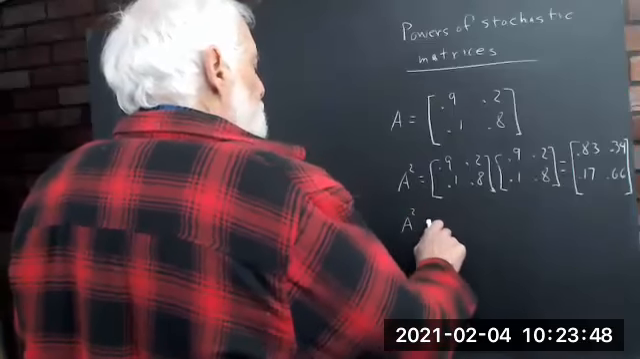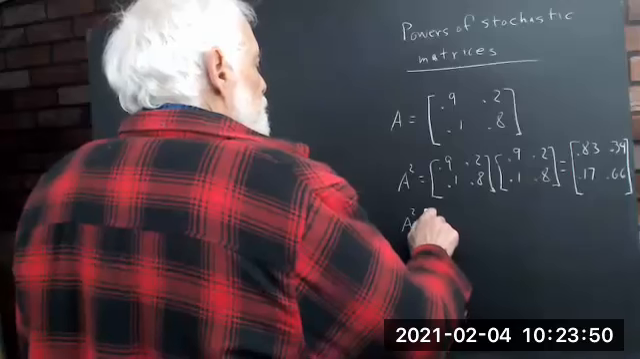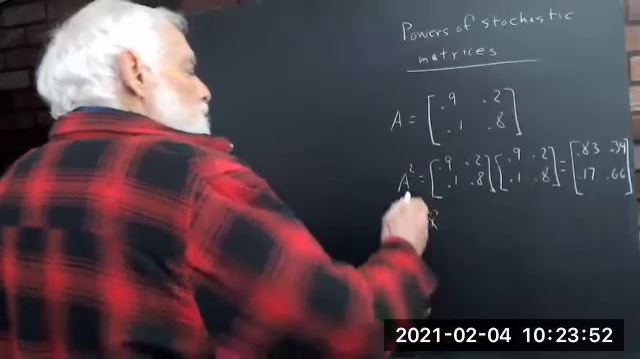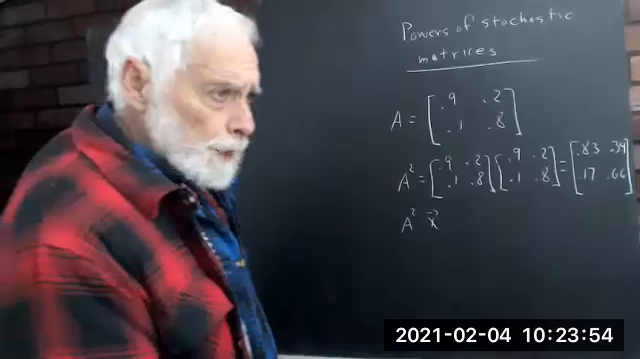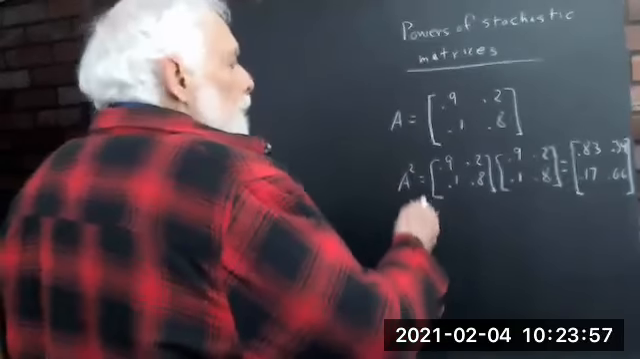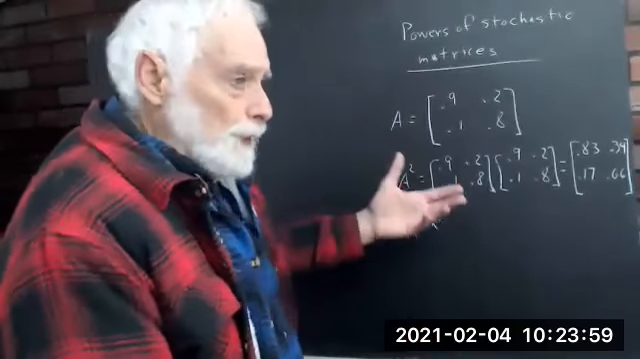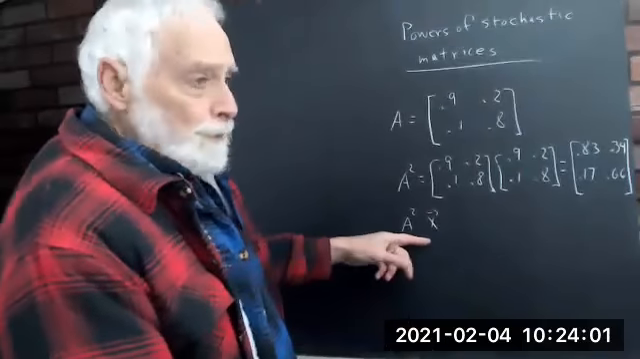A squared times whatever your configuration vector is. If it's the population vector, 500 sane, 500 demented, that's fine.